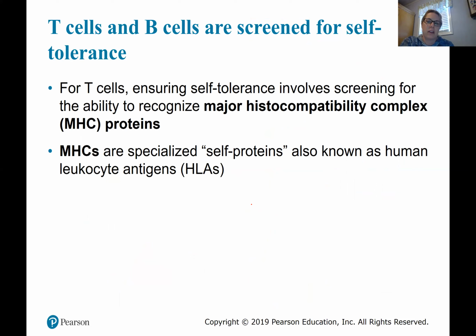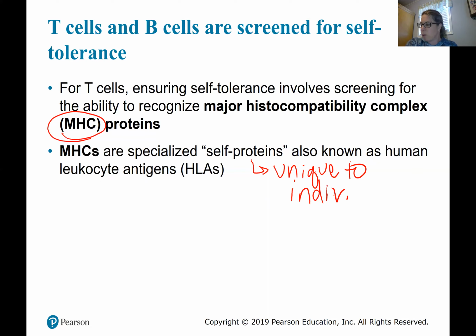Okay, so one way that we can determine if a T cell is going to attack another type of cell is by looking at or screening its protein called major histocompatibility proteins. And these proteins are specialized self proteins. So they are unique to an individual. Okay, so if you have an identical twin, you'll probably have the same MHC proteins. And there are different types of MHC proteins. There's type 1, type 2.